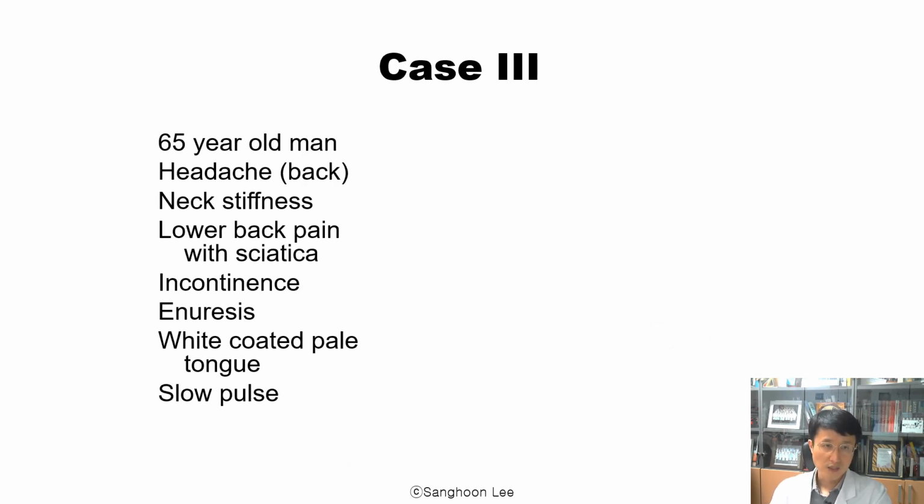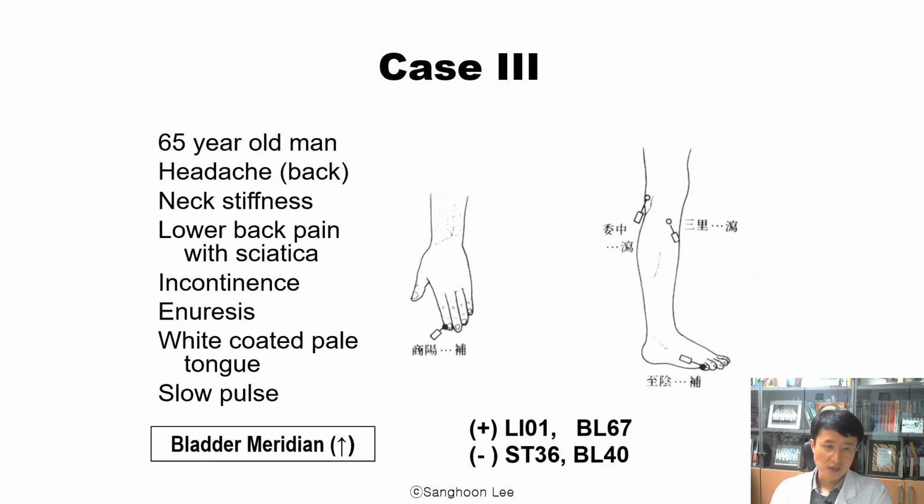Case 3. 65-year-old man. Okay, the answer is tonifying bladder meridian. Headache in the back: the back of our head is a pathway of the bladder meridian. And neck stiffness and lower back pain with sciatica are on the pathway of the gallbladder meridian. And incontinence, urinary incontinence, and enuresis are more related with bladder function, urination.